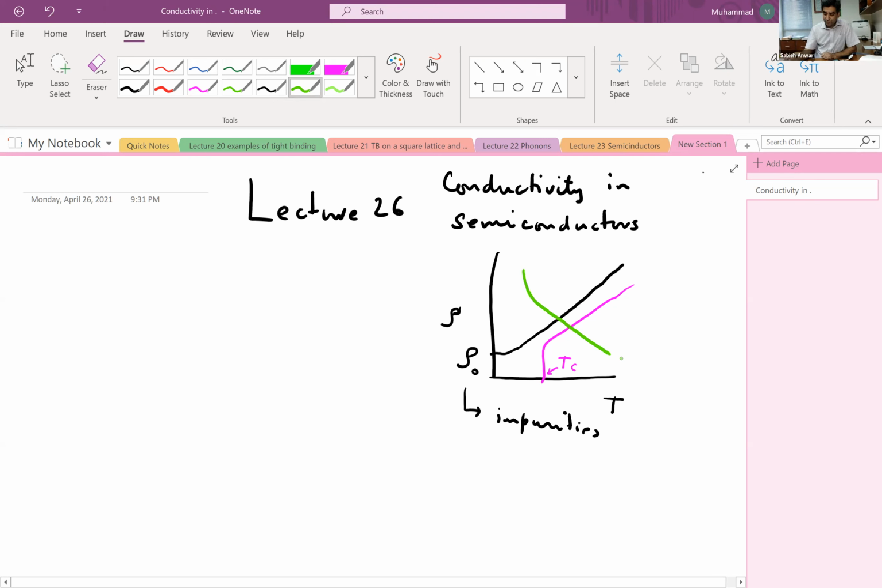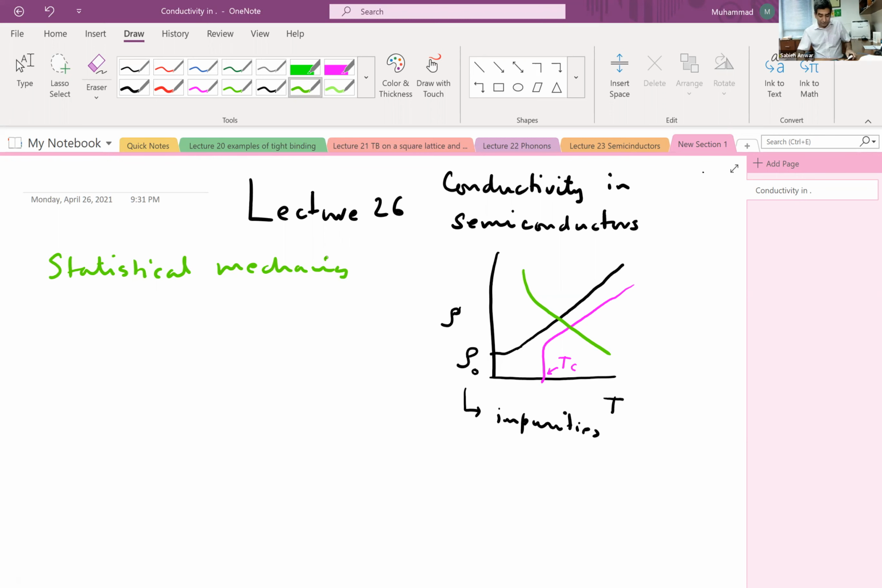Now, today we're going to look at this in some closer detail, and we're going to invoke some of the concepts that we studied in statistical mechanics. So really, today we're going to do a statistical mechanical treatment of semiconductors. And then we're going to relate this with conductivity. All right. So would you like to ask any questions about our previous lecture about intrinsic and extrinsic semiconductors? Because we're going to use those concepts today.